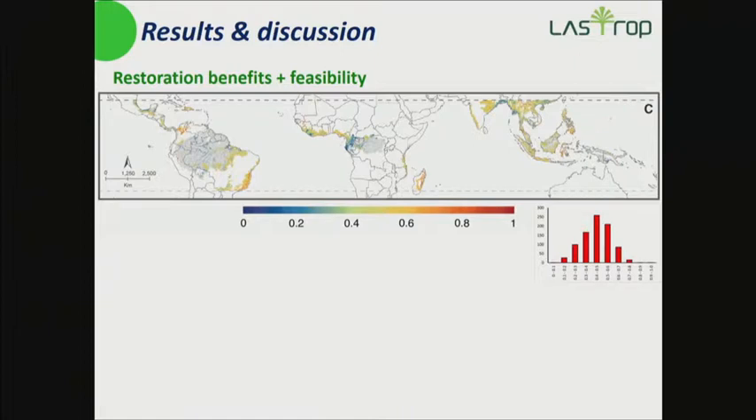So we got this kind of normal distribution. And it's interesting that we can use this methodological approach for planning restoration at many different biogeographical and political and geographical scales. So for instance, this is the global map.